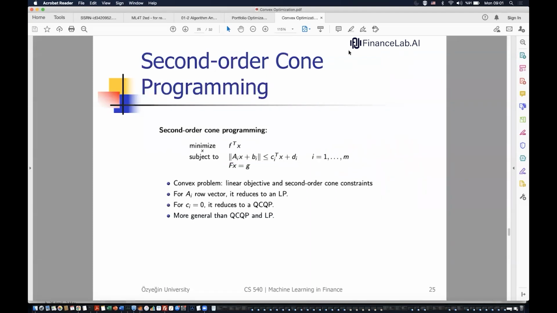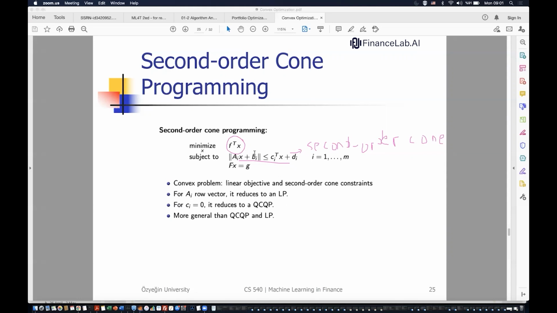A different problem class, more general than the quadratically constrained quadratic problem and the linear problems that we have seen so far, is second order cone programming. In second order cone programming, the objective is a linear, affine objective, and the constraints are second order cone constraints. The cone comes from the fact that we are using the norm of an affine function, and that's why these are called second order cone constraints.